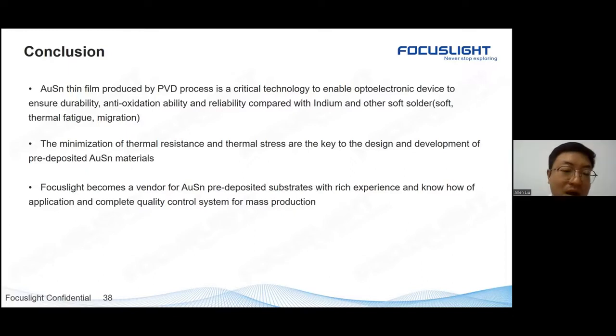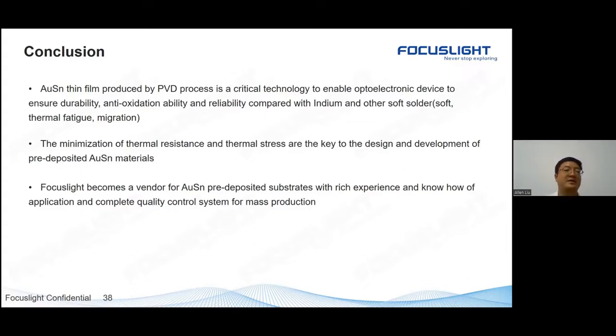And Focuslight became a vendor for gold tin pre-deposited substrate with a rich experience and the know-how of application and a complete quality control system for mass production. We can help customers not only with our substrate, but also with our experience in application.